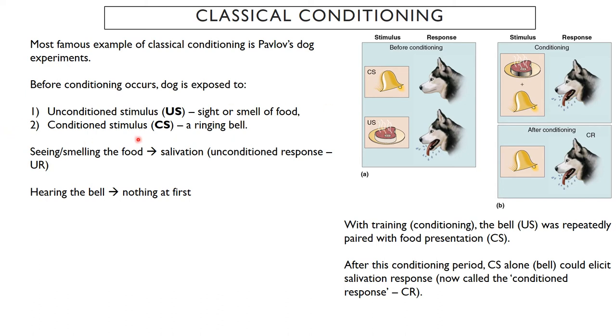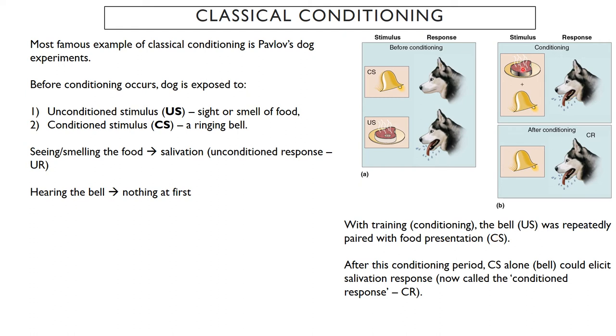Now, a conditioned stimulus is something that's completely unrelated to the unconditioned stimulus. So if you present both of these things at the same time, a ringing bell and the unconditioned stimulus, the animal is going to make a pairing in its mind. Seeing and smelling the food induces salivation, but hearing the bell just on its own does nothing, right? The dog hears a bell, okay, no big deal. So this is before you actually pair these things. Then you go through the process of pairing.